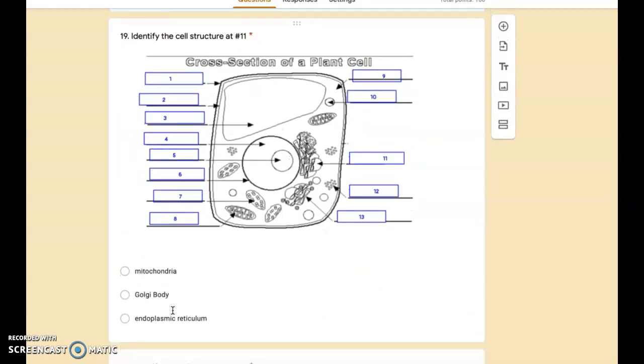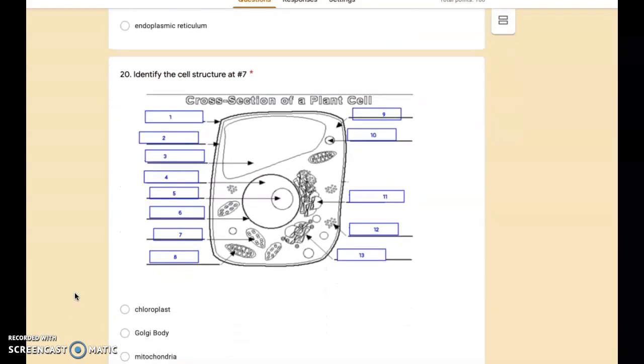Number 19, identify the cell structure at number 11. So number 11 is over here on the right side. It's right next to the nucleus. It's the passageways. Is it the mitochondria, the Golgi body, or the endoplasmic reticulum?